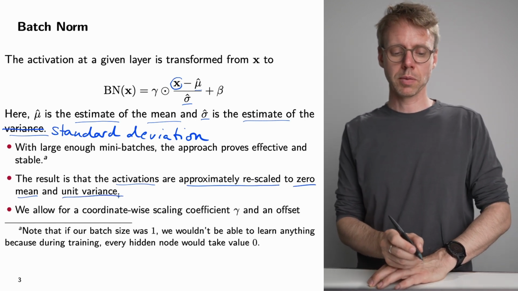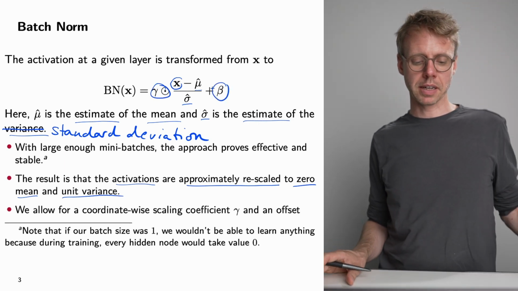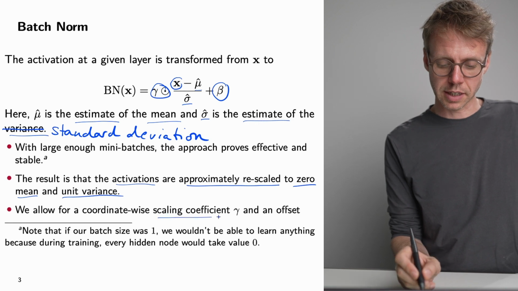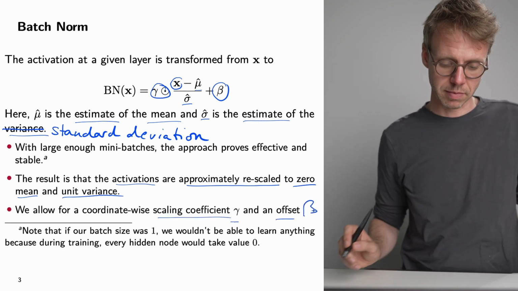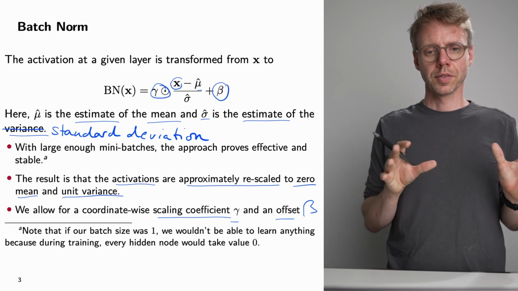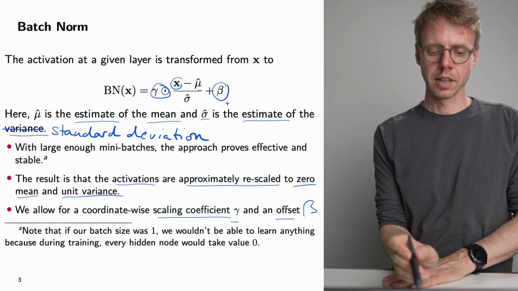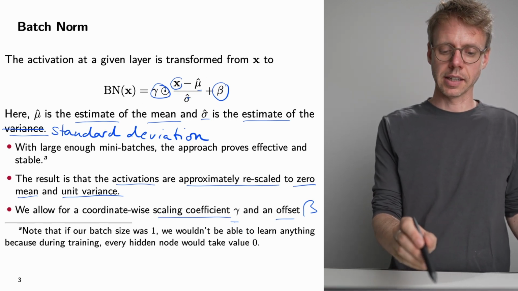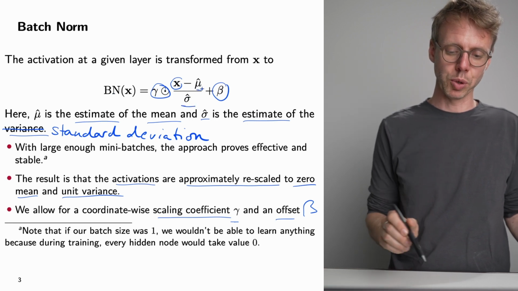Why approximately? Well, because we have these two parameters here, gamma and beta. And these are a coordinate-wise scaling coefficient and an offset. So this scaling coefficient gamma and this offset beta are effectively regularizers of this batch norm layer in case something goes wrong with our estimate sigma hat and mu hat.